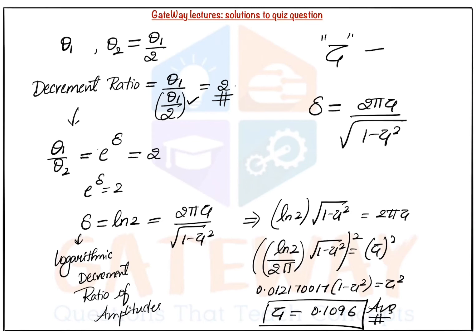Zeta is called the damping factor, and it has no units because zeta is the damping coefficient upon the critical damping coefficient. Both have the same units, therefore the damping factor doesn't have any unit.